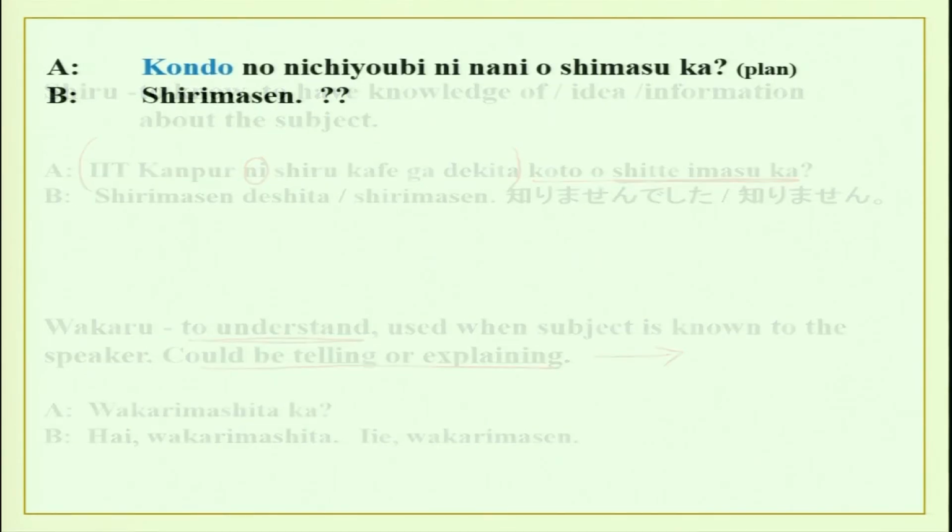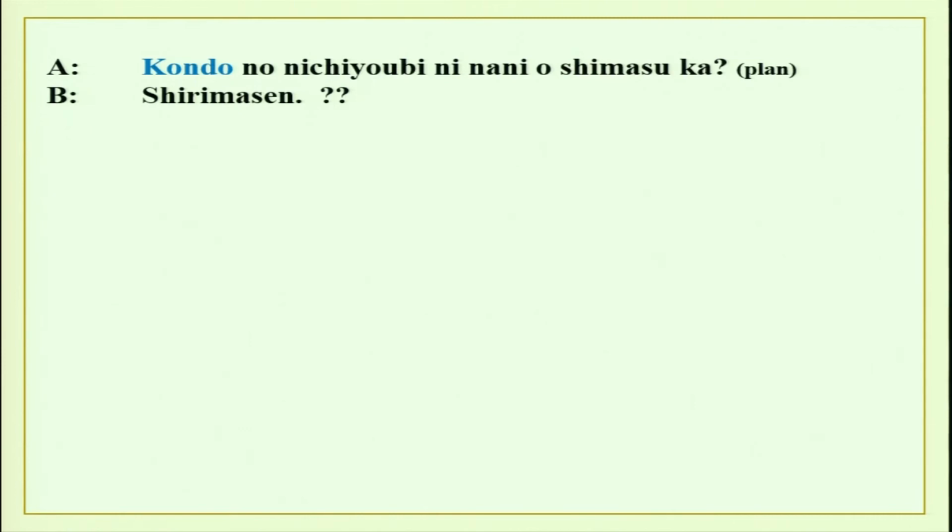Of course, you can interchange the two, it does not matter when you are talking, but well, you should just know, that is all. For example, kondo no nichiyobi ni nani o shimasu ka? So, I am talking about your plan. It has nothing to do with knowledge or information or an idea. I am just talking what do you plan to do on Sunday, coming Sunday. So, shirimasen will show that okay, that means you have no idea about it, all right. But even what this gentleman is talking about, you have no information. So, shirimasen will not work over here.